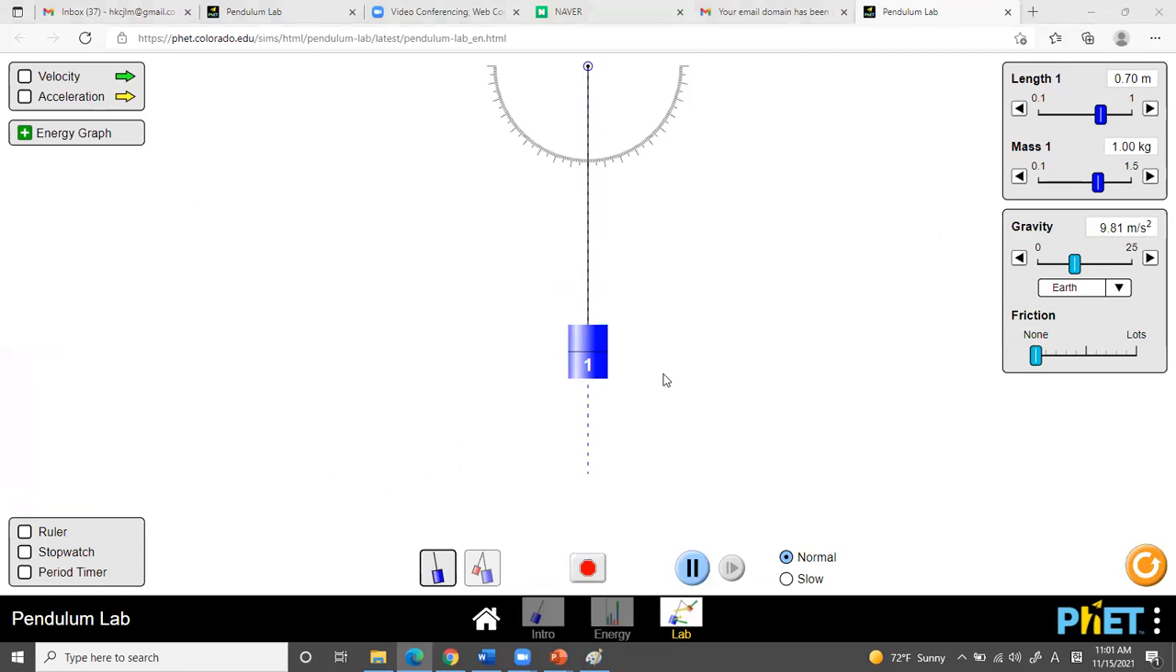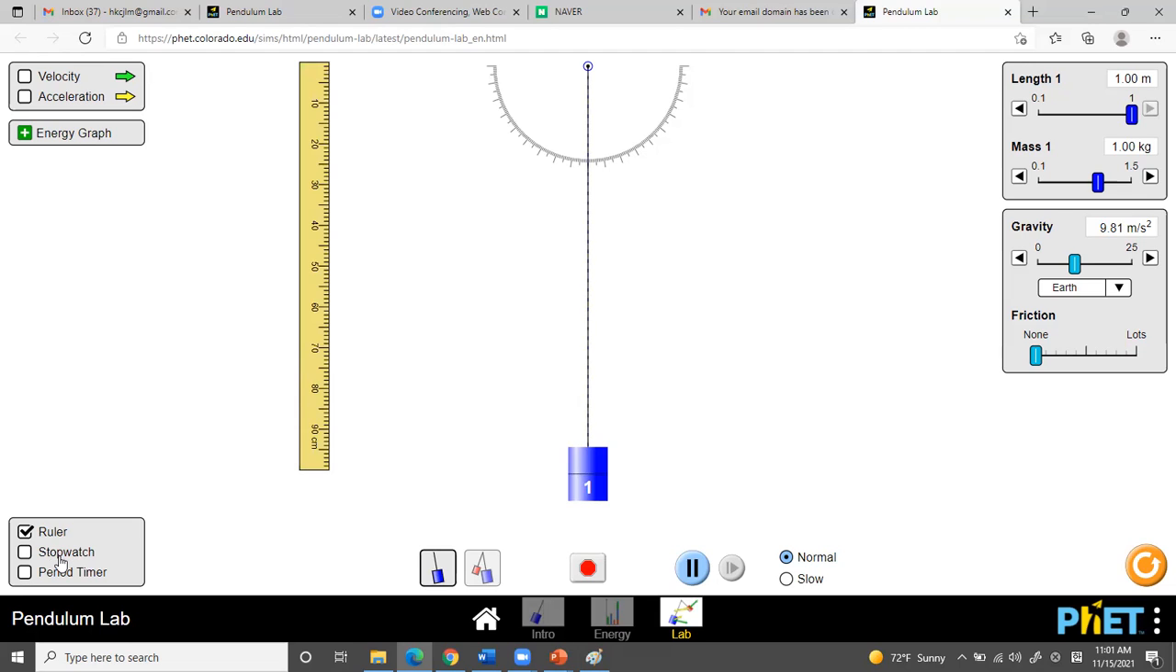And then you can see here is 100 meter. The length, we have to tune this 100 meter, and then a ruler shown here. A stopwatch, maybe we need a stopwatch. I mean, you may use a period timer. But yeah, it's easy to measure period.